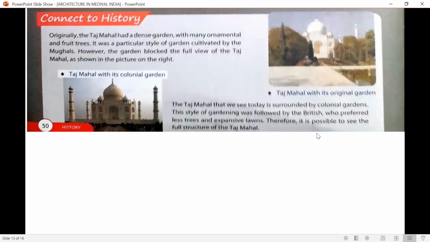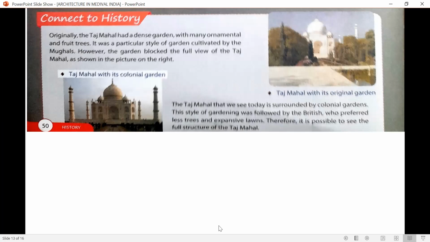So you might be seeing a picture in front of you. Over there, we can see a lot of things connected to history. Originally the Taj Mahal had a dense garden. Here we'll discuss the two gardens, the Colonial Garden and the original garden of the Taj Mahal. The Taj Mahal had a dense garden with many ornamental and fruit trees.